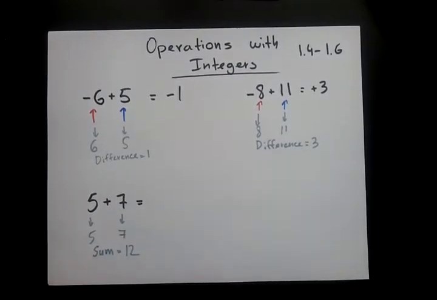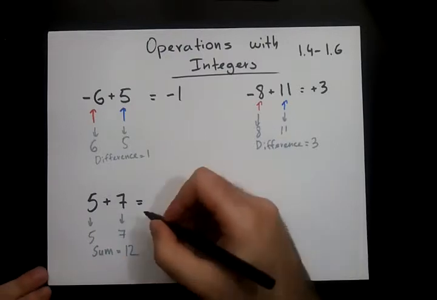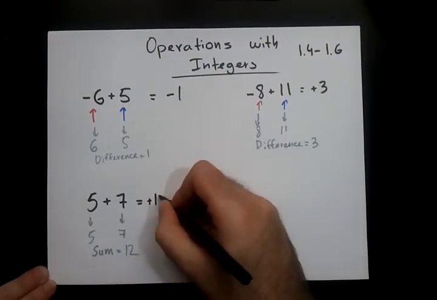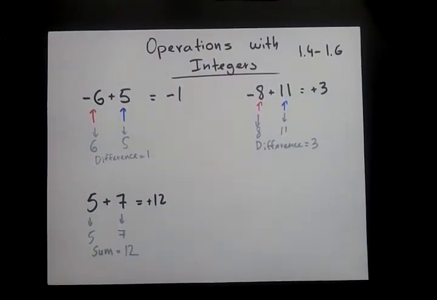And to figure out what sign to use, you use the signs that the two integers came with originally. Since we're now dealing with integers that have the same sign, they both come with the same sign. In this case, they both come with a positive sign. So positive 12 or just 12 is the correct answer in this case.